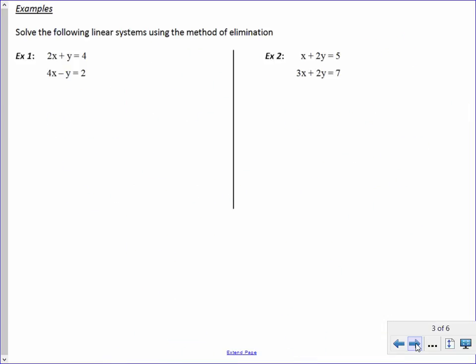So solve the following linear systems using the method of elimination. These first two are nicely laid out for us so that we can eliminate right away. Take a look at example 1. 2x plus y equals 4. 4x minus y equals 2. I'm still going to number them 1 and 2.